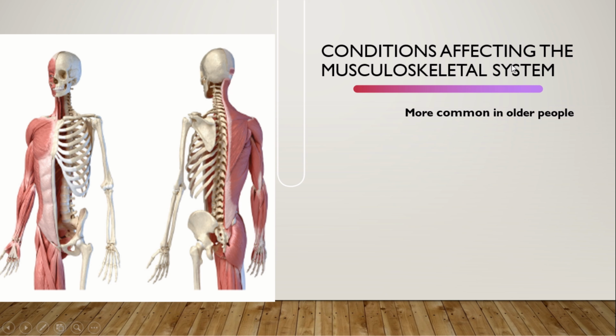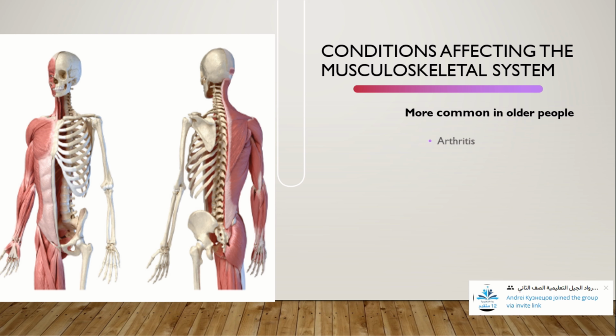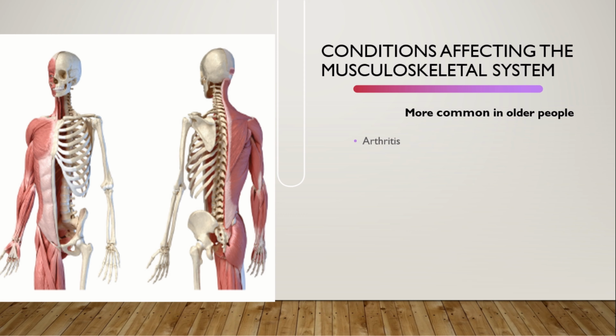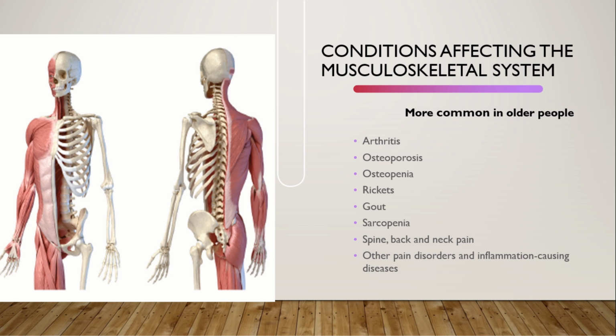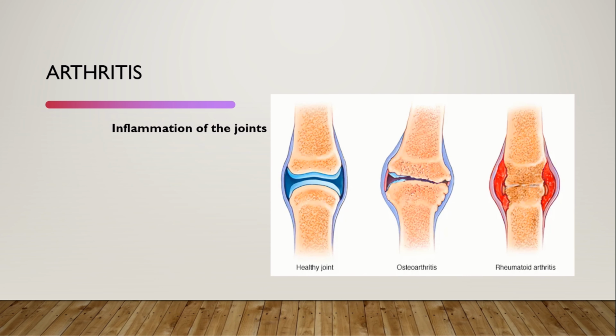Now we have conditions affecting the musculoskeletal system. Many conditions affect the musculoskeletal system, although they are more common in older people. Musculoskeletal conditions can affect people of any age. Conditions that affect the musculoskeletal system include arthritis, osteoporosis, osteopenia, rickets, gout, sarcopenia, spine, back and neck pain, other pain disorders and inflammation-causing diseases.